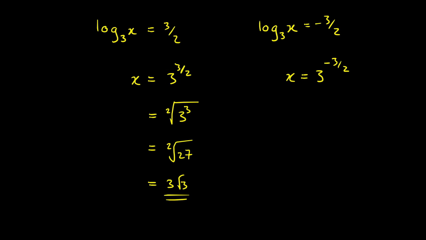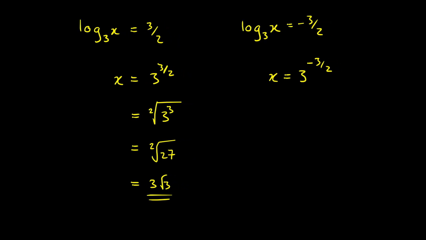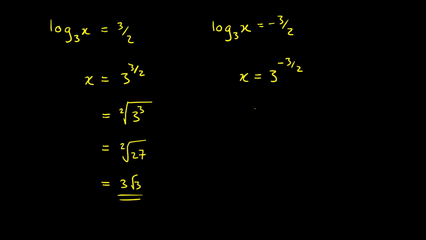So we have to wait until the mark scheme comes out really to see. What does this guy mean? Well, it's basically saying, but what does the negative power mean? It means you've got 1 over, right? So this is 1 over the square root of 3 cubed, which is going to be 1 over 3 root 3. And we'd probably want to rationalize that.